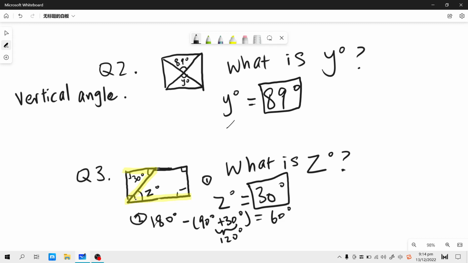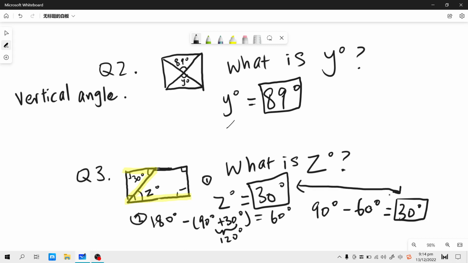So this is a right angle over here, which means it's 90 degrees. So to find z, you just need to know a right angle minus 60 equals z. So it's 90 degrees minus 60 equals 30 degrees. This method also works, but it's quite a silly way. Alright, so you can just check that these two answers are the same. And we are correct. So off to question 4.